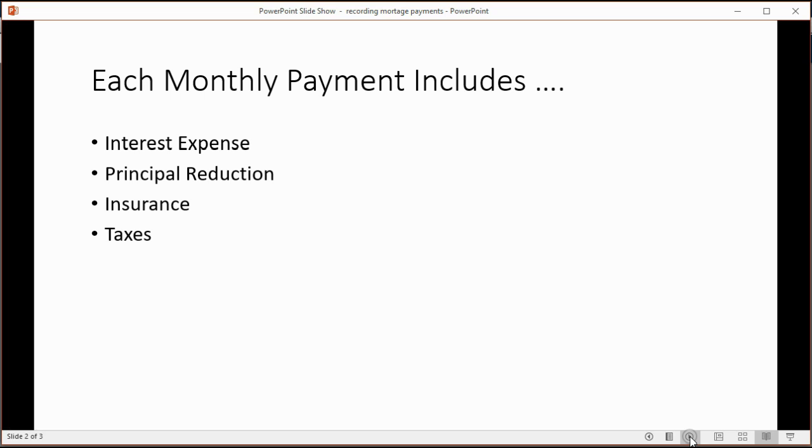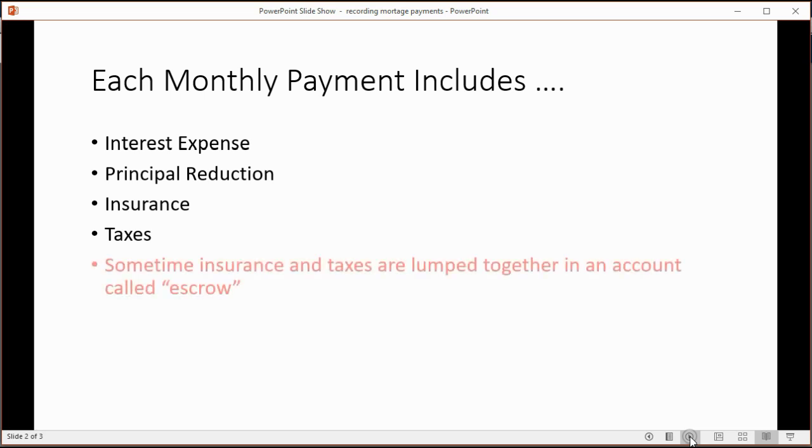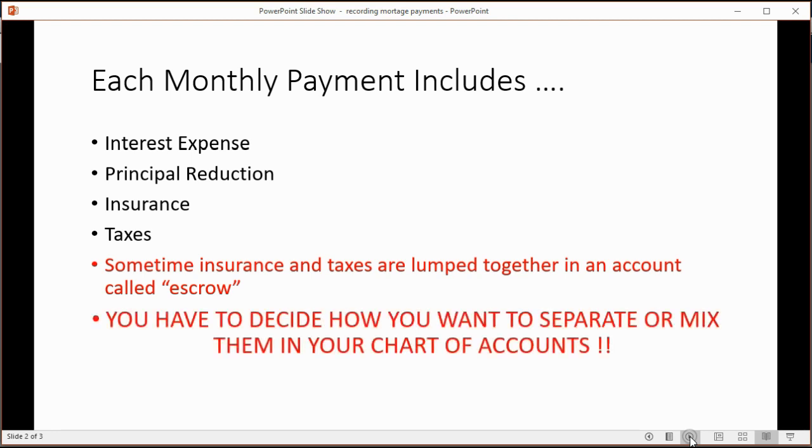And those two together are sometimes lumped into one category called escrow, which you have the option of doing in your chart of accounts if you choose. You have to decide how you want to separate or mix them in your chart of accounts. But in our example, we will keep all four of these items separate and track them separately in the expense accounts in the chart of accounts.